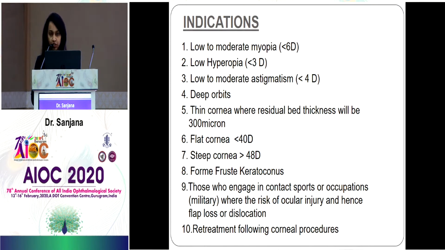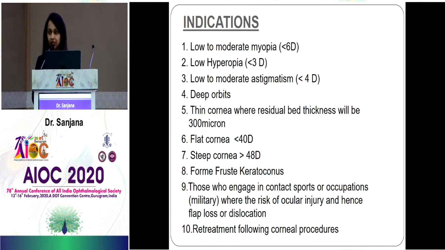Now usually we consider PRK in patients with low to moderate myopia less than 6 diopters, and some people also do consider more than 6, but always the chances of haze are a little more, so we need to preferably limit to 6 diopters. Then in case of hyperopia, preferably about 3 diopters, less than that. Then in cases of astigmatism, we limit up to 4 diopters.